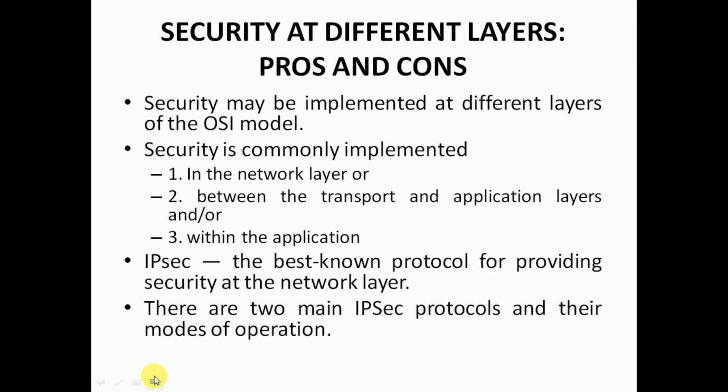So what are its pros and cons? We'll see first. Security may be implemented at different layers of the OSI model. So it is commonly implemented in the network layer or between the transport and the application layers and within the application. So this IP security is the best known protocol for providing security at the network layer.